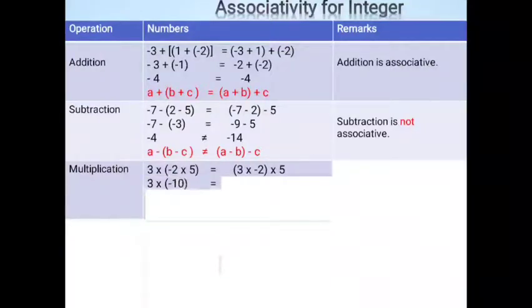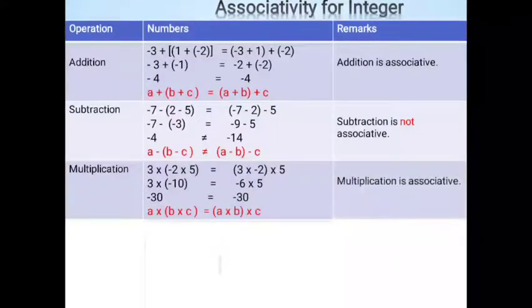So we will have 3 multiplied by 2 5s are 10, that is minus into plus minus. 3 10s are 30, that is negative 30. Whereas the other side we will have 3 2s are 6, minus 6 multiplied by 5. 6 5s is 30, minus into plus minus 30. So no matter which two integers you multiply first, the answer remains the same on both sides. Therefore, multiplication is associative. Now let's check for division.